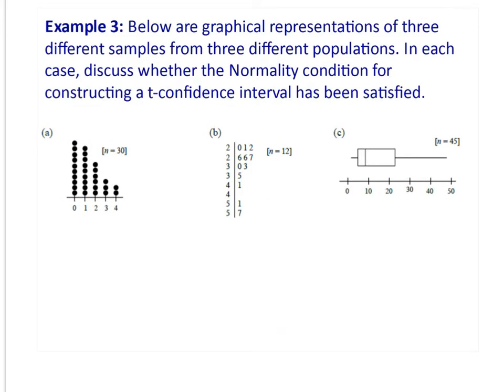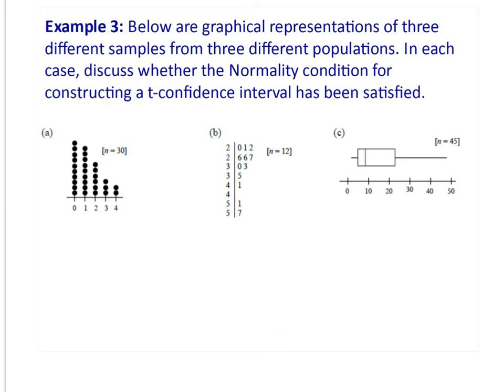The last example and last type of challenge problem are where it's going to give you different graphical representations. It may be a dot plot, a stem and leaf plot, a histogram, a box plot, any type of graph, and you're going to have to defend whether or not it's normal for the sampling distribution, or if you can check off that normal condition. So let's take a look at example A.